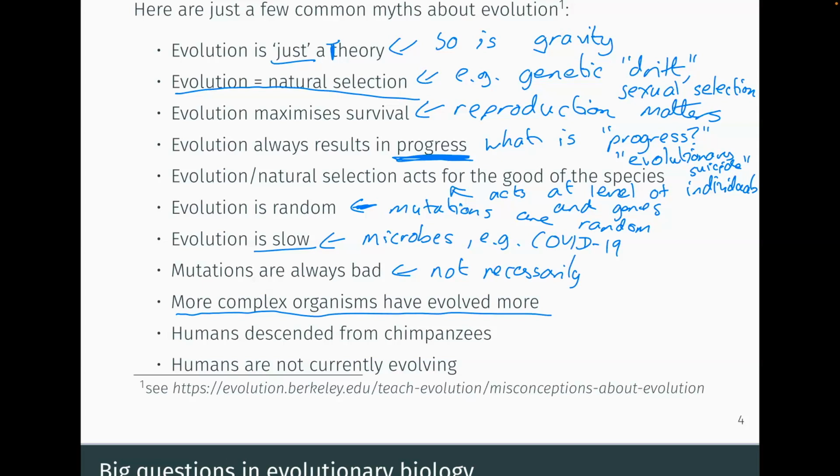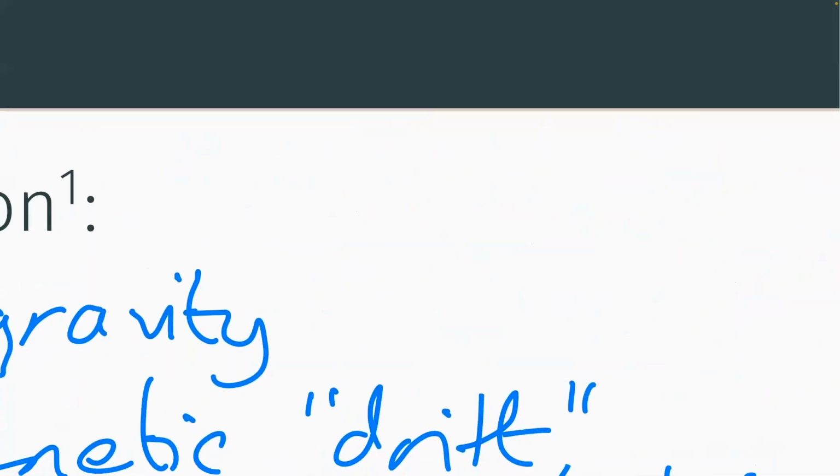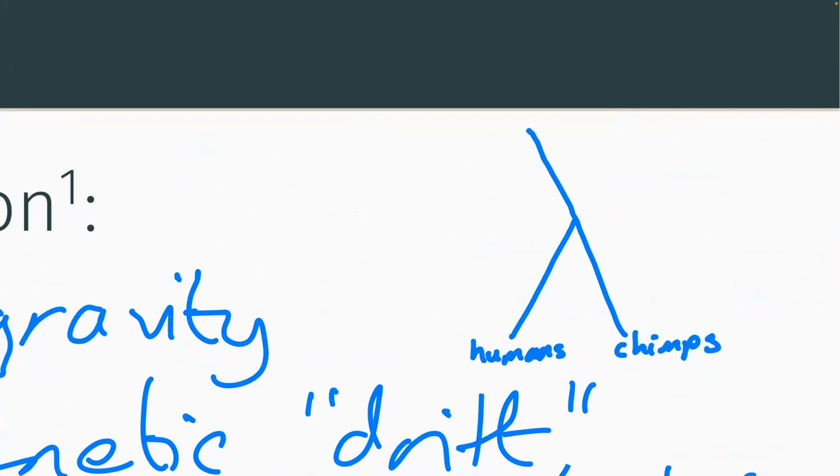Humans descended from chimpanzees. This is a common one. We have a common ancestor. You'll see this if you were to look at a phylogenetic tree. I'm just going to zoom in here so I've got a bit more space. It might look something like this. Maybe this is humans, maybe this is chimps, and this is going back in time, I'll call it millions of years ago. So we had a common ancestor here that we both derived from, but we have not evolved from chimps, okay?